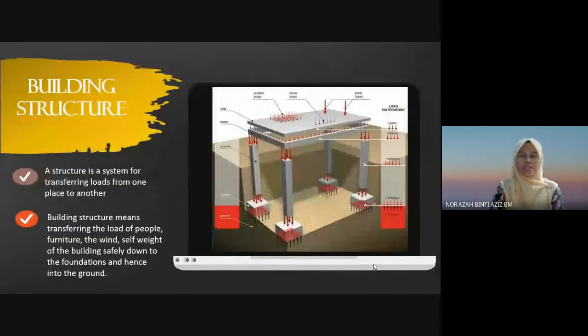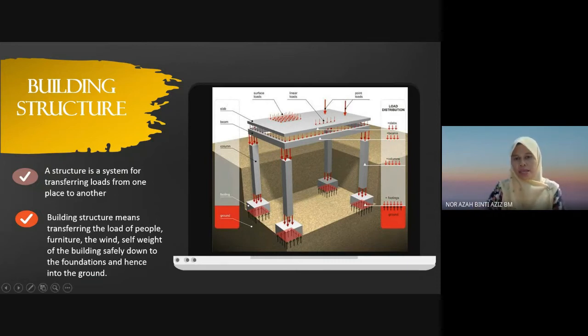What is building structure? Building structure, struktur bangunan. First, let's see this image. The top part here, there is a slab. Slab is lantai. Now, we are on slab, right? Kita semua duduk di atas lantai. Either we sit on chair ke, katil ke, kan? So, we are on slab.